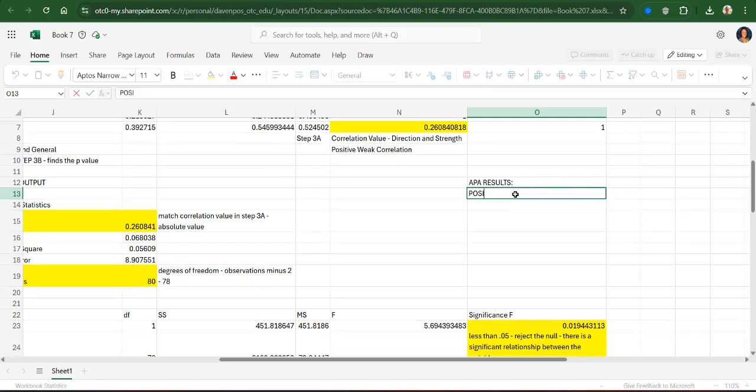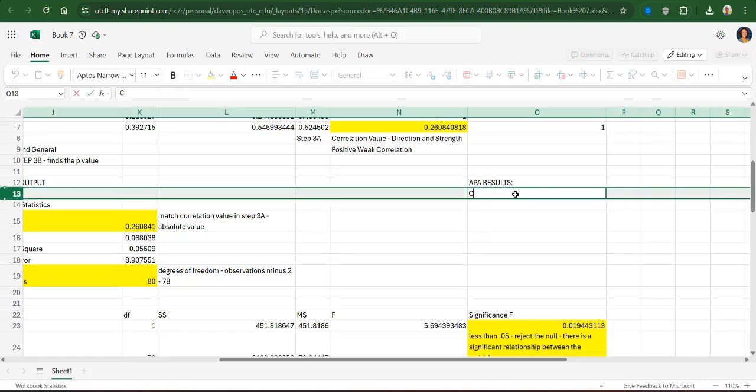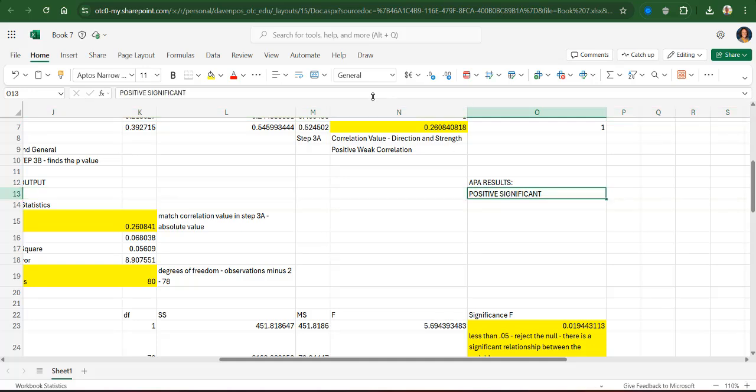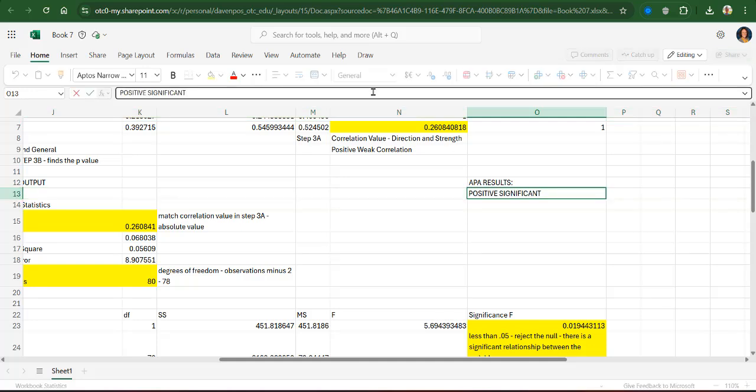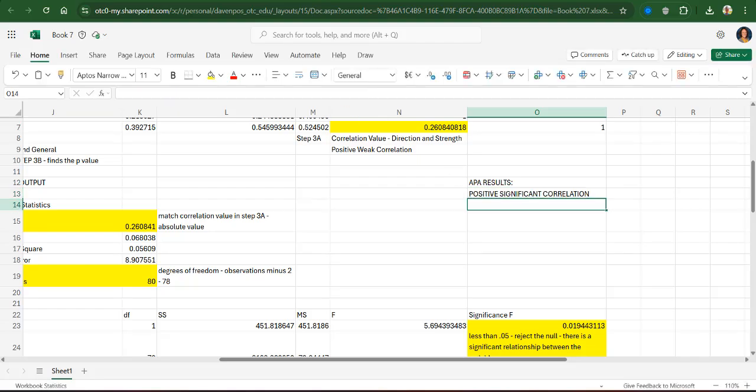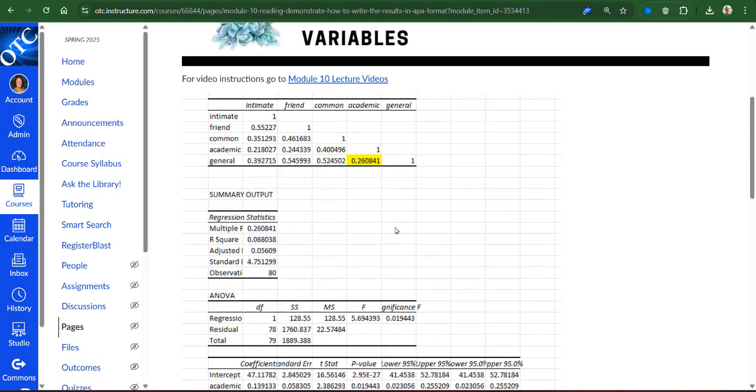It's a positive correlation. I don't know why I'm having so many problems typing today. Positive significant correlation. So in our class, this is my output so you can see it.